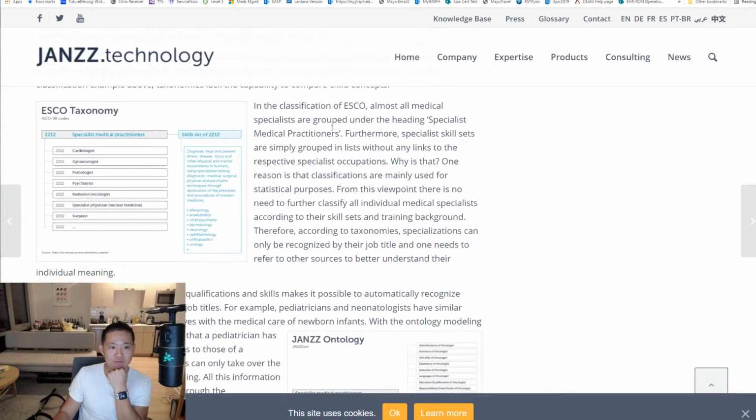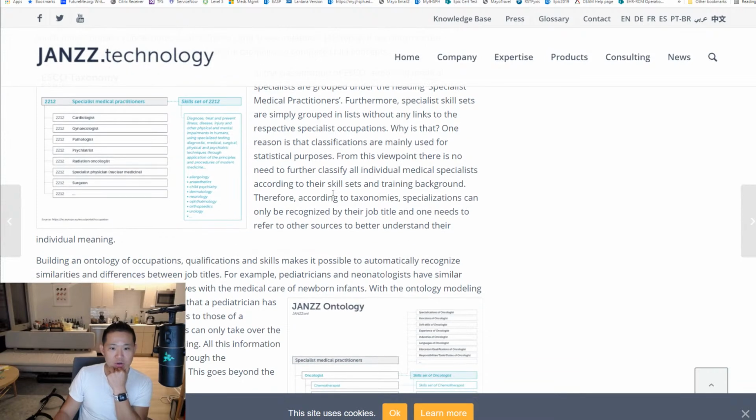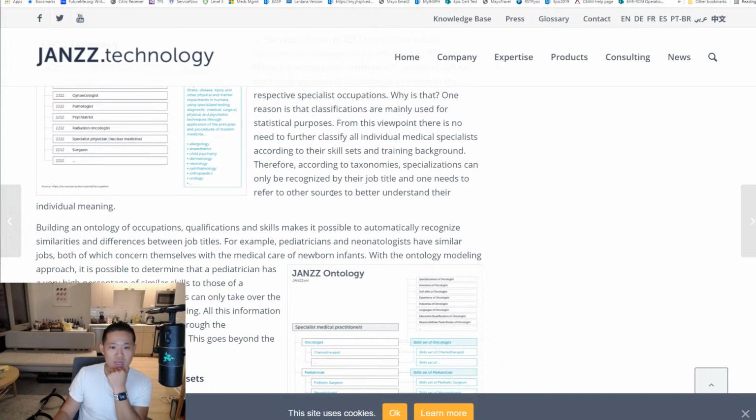In the classification of ESCO, almost all medical specialists are grouped under the heading Specialist Medical Practitioners. Furthermore, specialist skill sets are simply grouped in lists without any links to the respective specialist occupations. Why is that? One reason is that classifications are mainly used for statistical purposes. From this viewpoint, there is no need to further classify all individual medical specialists according to the skill sets and training background. Therefore, according to taxonomies, specializations can only be recognized by their job title, and one needs to refer to other sources to better understand their individual meaning.